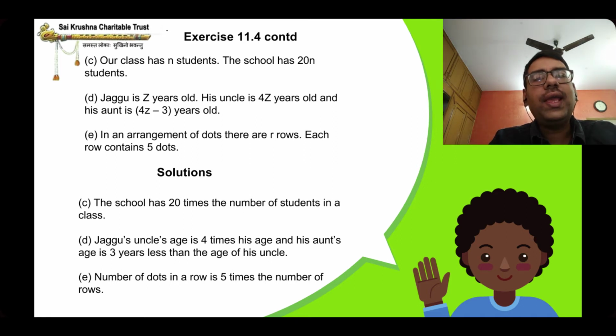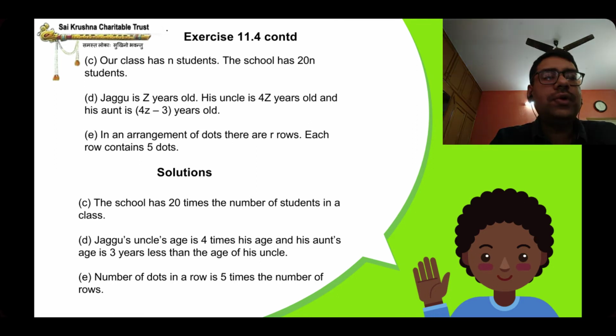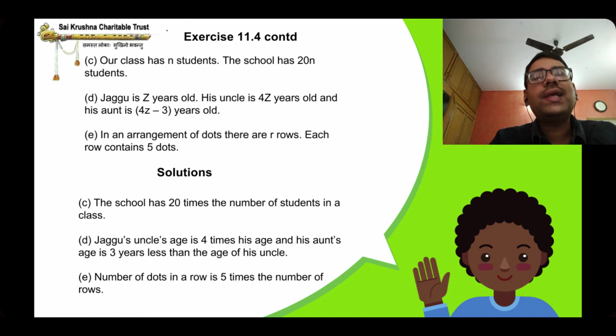In the same way, the class has n students and the school has 20n students, which is 20 times the number of students in the class. 20n can be written as 20 into n also. 20 into n and 20n are both the same. So the class has n students, the school has 20n or 20 into n students. When into comes, which term will you write? Yes, you have to use the word times, right? The school has 20 times the number of students in the class.